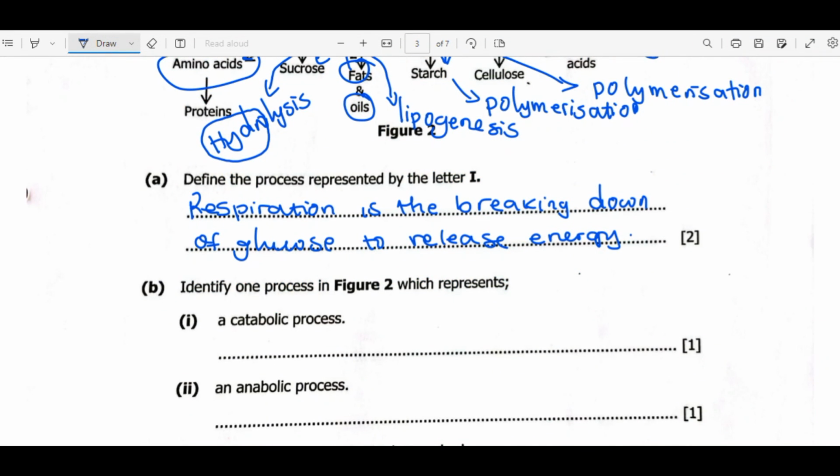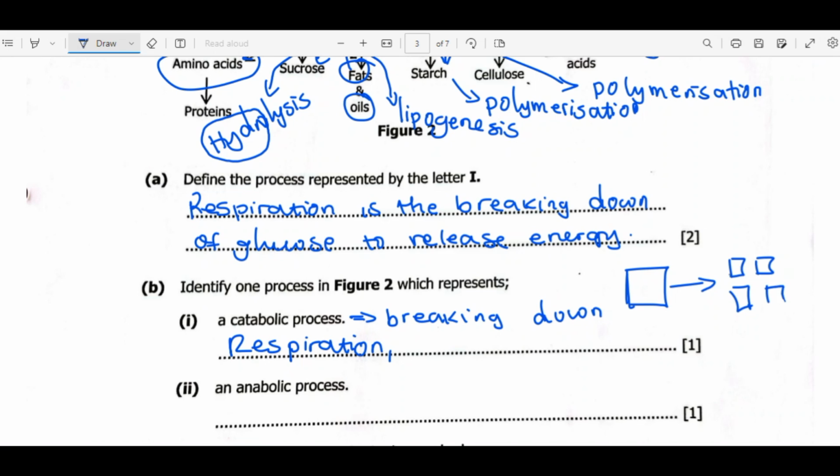We move on to question B. Identify one process in figure 2 which represents Roman number 1, a catabolic process. If you look at a catabolic process, we are looking at breaking down. So here we can use respiration. Respiration is an example of a catabolic process. Any process where a large molecule breaks down into smaller molecules is what we refer to as catabolic processes. Then the other one, hydrolysis, is also an example. Even glycolysis, because it deals with the splitting.